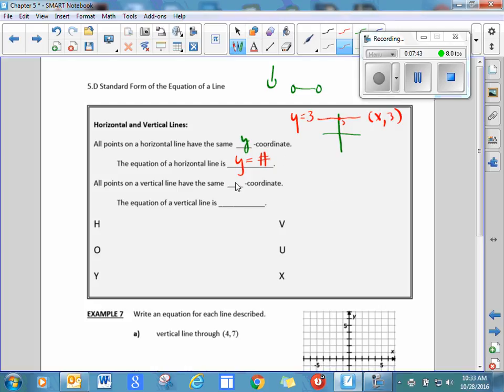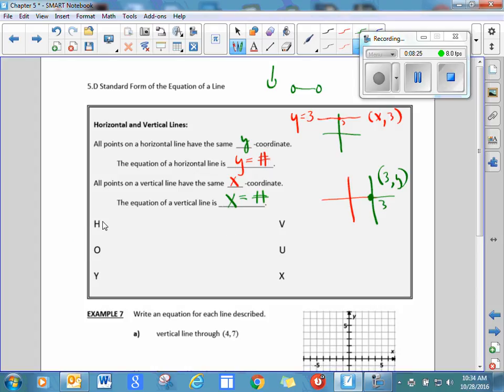Vertical lines, of course, are the opposite. They have the same x coordinate. So if you have a vertical line and it passes through this point right here, let's call it 3, then every single y is going to start with 3 as an x, because you're going to go over 3, and then you're going to go up or down depending on what your y coordinate is. So the equation of a vertical line is x equals whatever number it cuts through on the x-axis. So these 2 special lines don't have both an x and a y as part of their equation. They have just one variable.